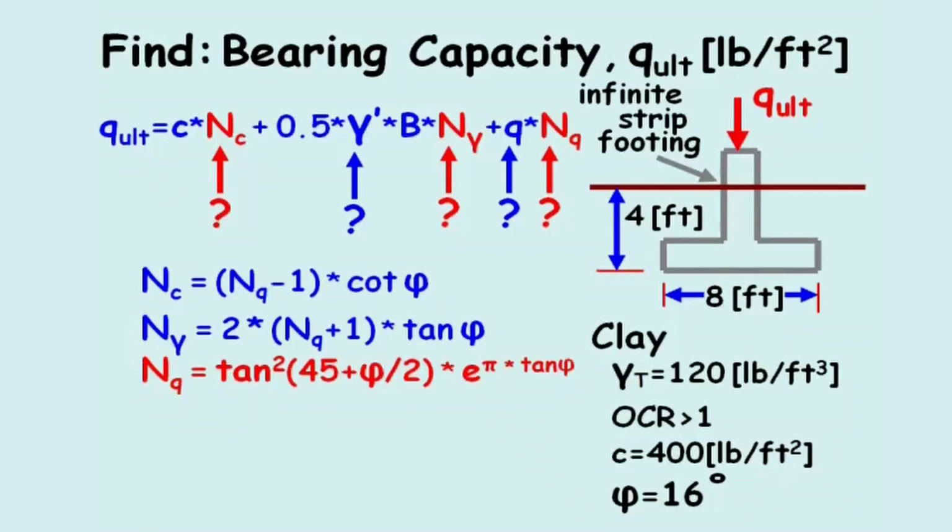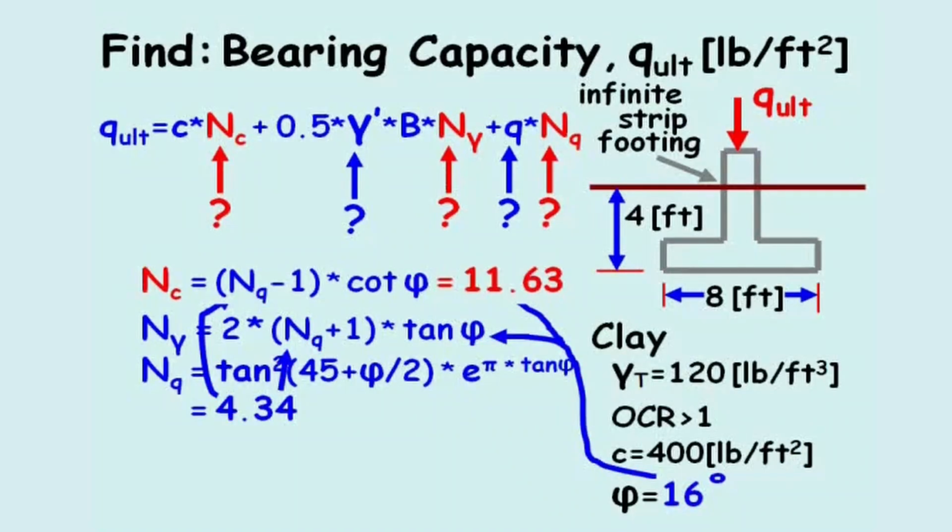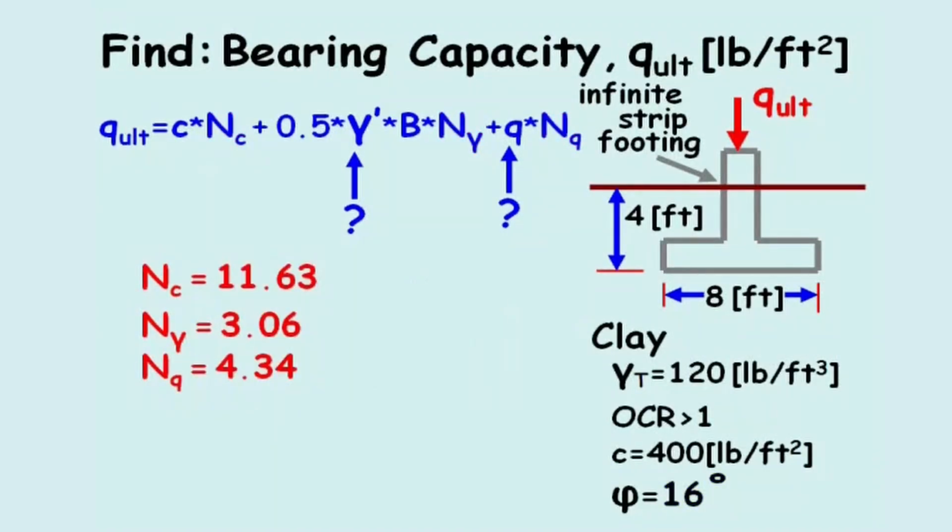We first solve for N sub q, the overburden multiplier, by plugging in our value of phi, 16 degrees. N sub q equals 4.34. The other two bearing capacity factors are solved by plugging in N sub q and phi. N sub c equals 11.63 and N sub gamma equals 3.06. We now have solved our bearing capacity factors.